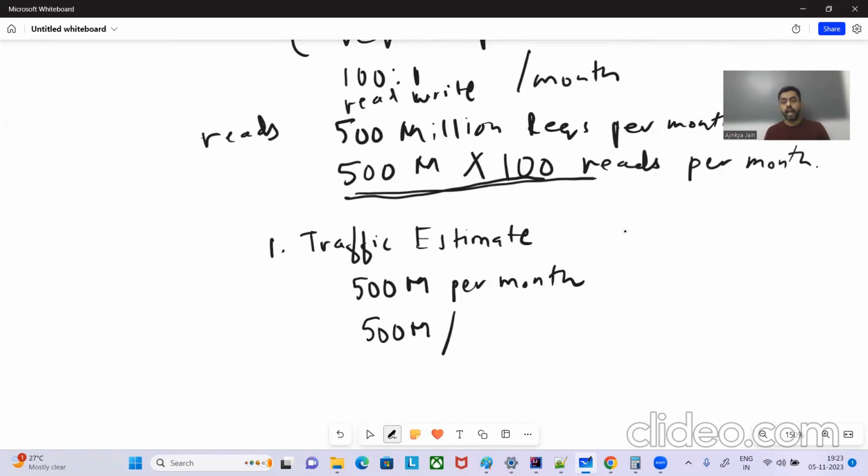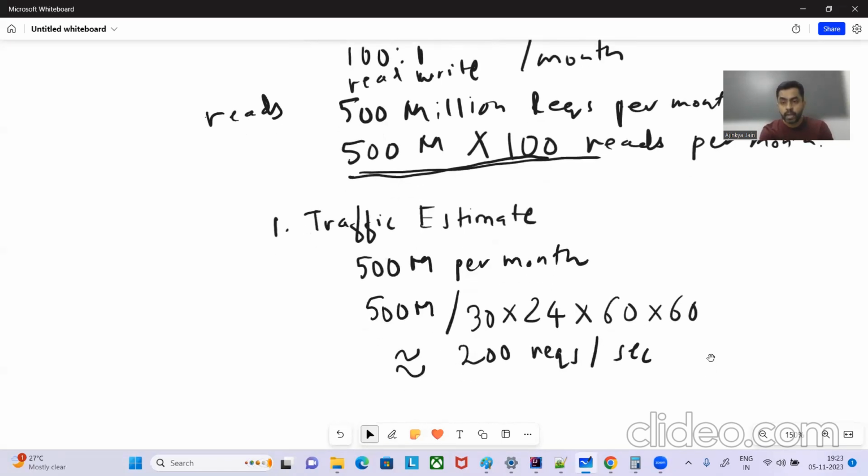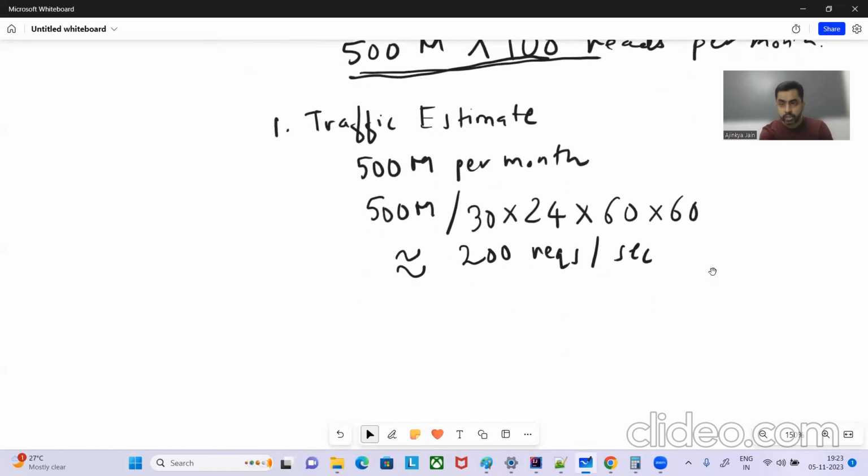So 500 million per month. That means per second, if you want to calculate, it is 500 million divided by 30, considering 30 days in a month, divided by 24 hours in a day, divided by 60 minutes, divided by 60 seconds. This will give us the number of requests per second. Approximately it comes around 200 requests per second. So there will be 200 URL shortening requests per second getting to our system.